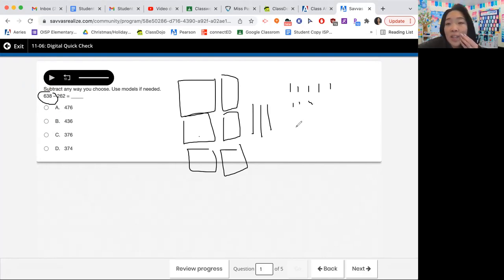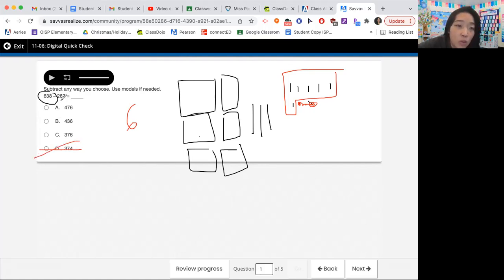And then we need to find the other part. So I'm going to first start deleting. We have 262. We need to take away 2 from 8. So I'm going to take away this one and this one. So what do I have left over? I have 6 ones left over. So I know it's not going to be D because D has a 4 in the ones place.